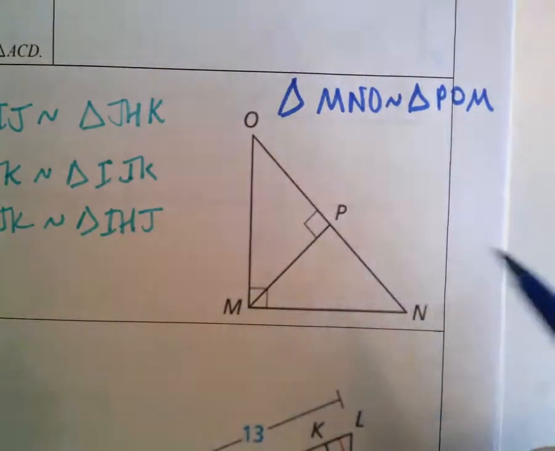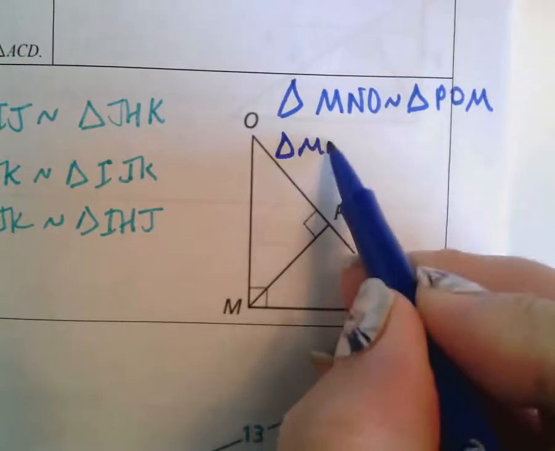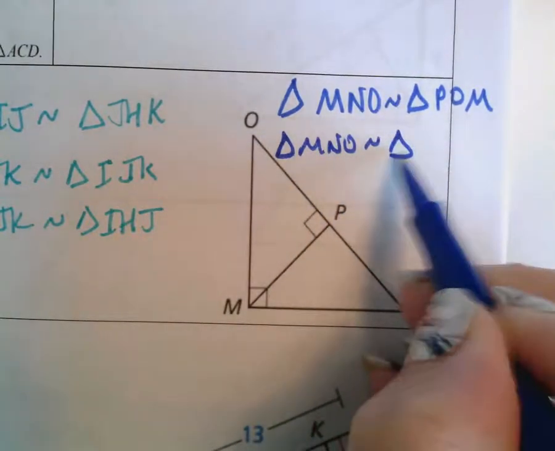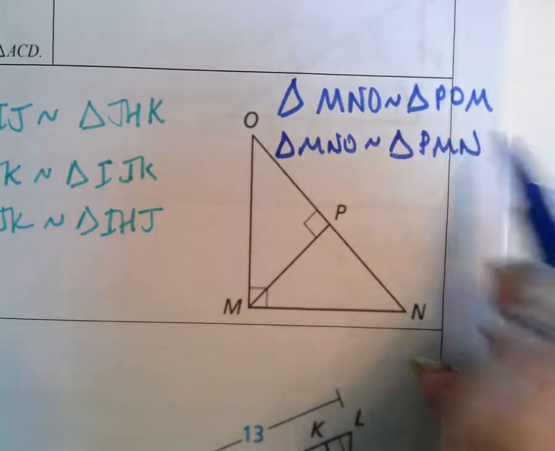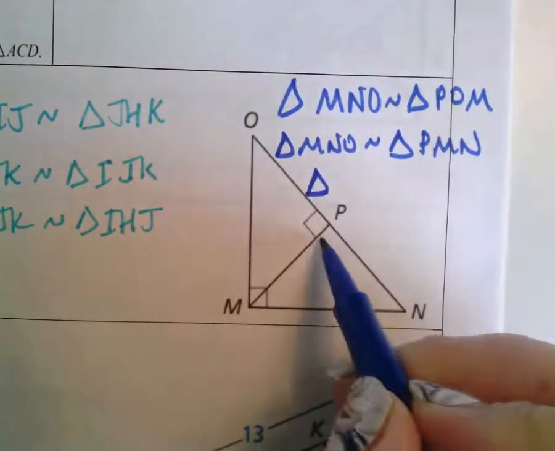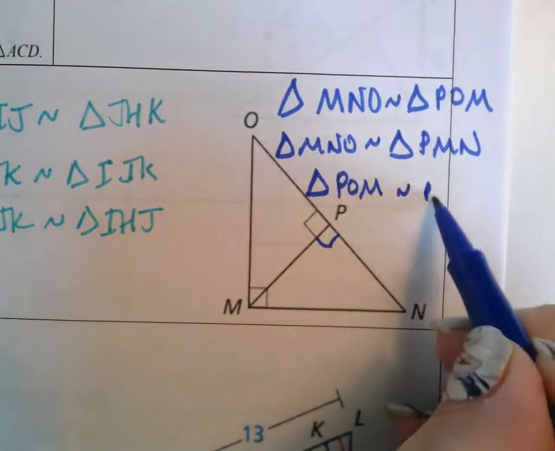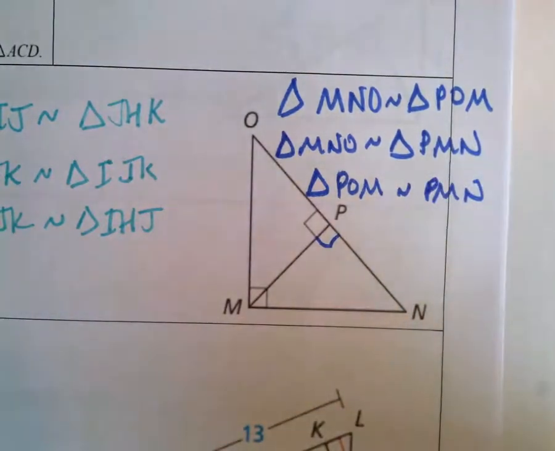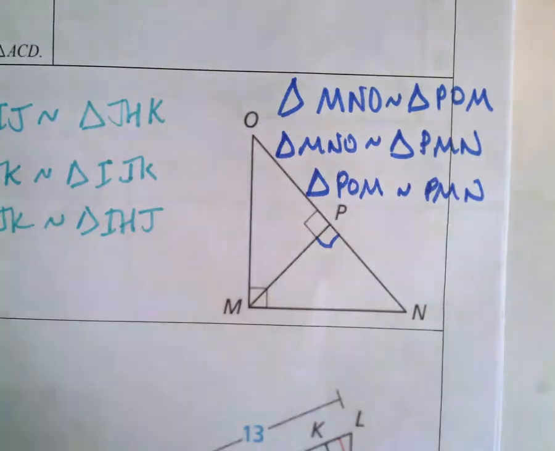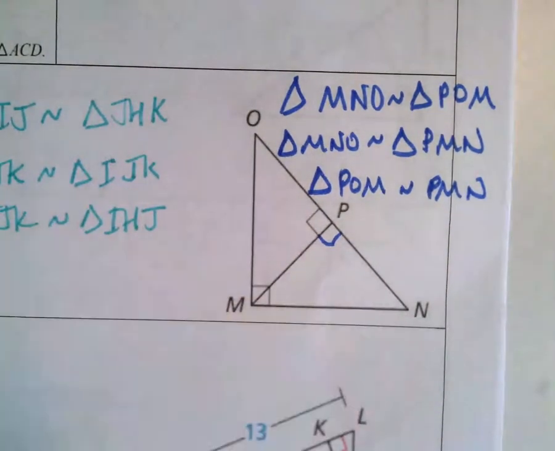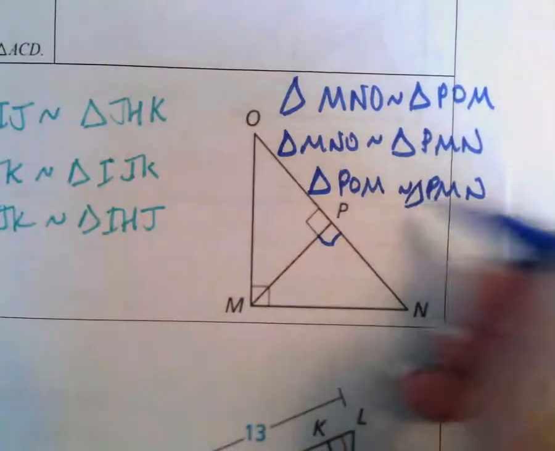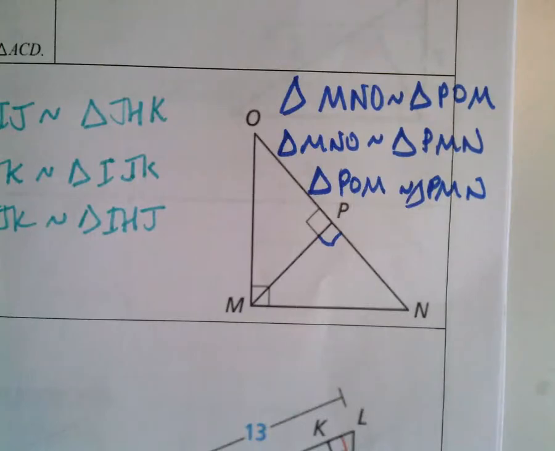Okay, so then you also can say that MNO is going to be similar to PMN. And don't forget there's a right triangle here. And then POM is similar to PMN. Okay, cool. Now, that's all well and good, knowing how to set up similar triangles. But remember, that's what actually helps us when we are going to solve a problem.